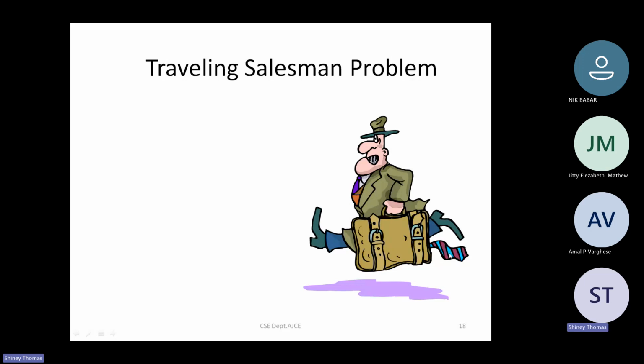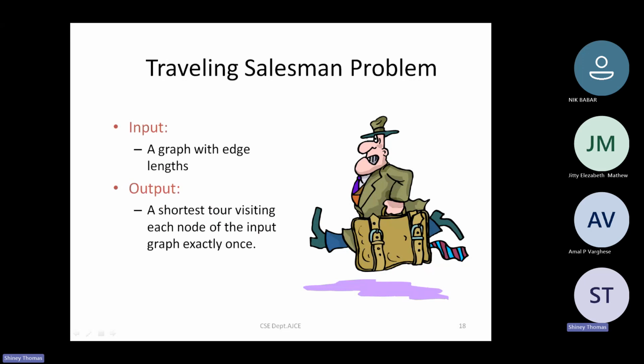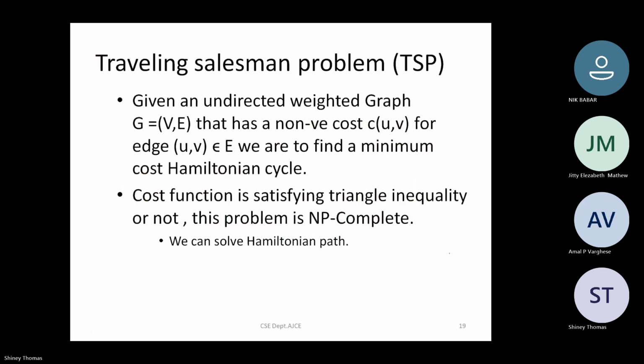Okay. So we'll see the problem, just a definition. Input, you have a graph with length, that is a cost. You have an edge length mentioned. Then what you have to output, that you have to show as a traveling salesman problem, is the shortest tour visiting each node of the input graph exactly once. Once you visit a node, one time only you can visit, രണ്ടാമത് വരാൻ പാടില്ല. Okay, so it is like a tour. Okay. Now, given an undirected weighted graph G of V, E, which has a non-negative cost C of UV for each edge.